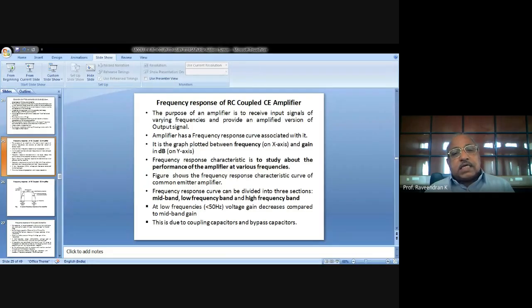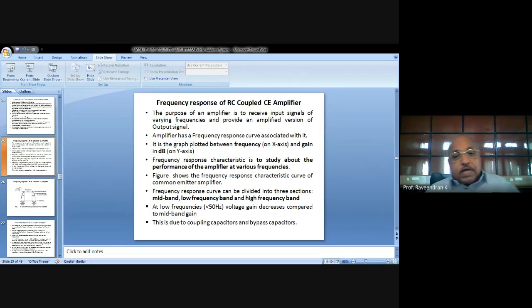The frequency response characteristic is to study the performance of an amplifier at various frequencies. Why do we study the frequency response characteristic of an amplifier? Because in order to know the performance of an amplifier for a particular application, we should know in what way the amplifier responds to a particular frequency or a set of frequencies which it handles.